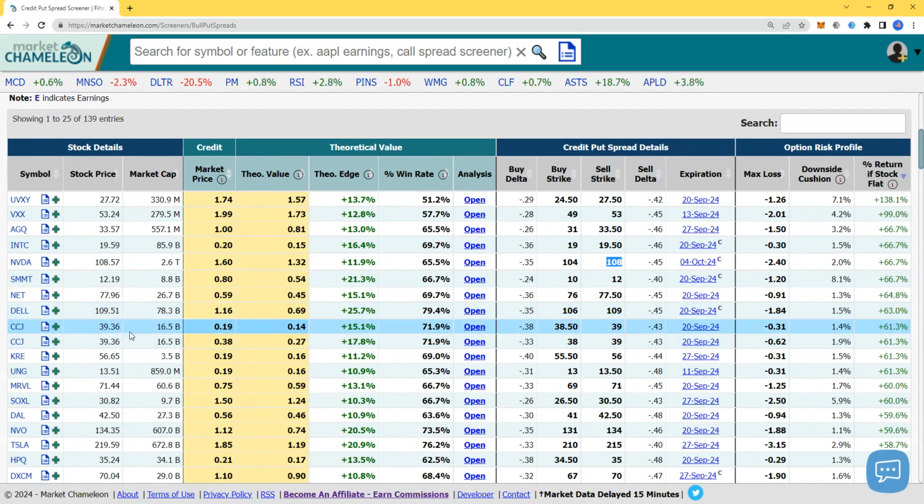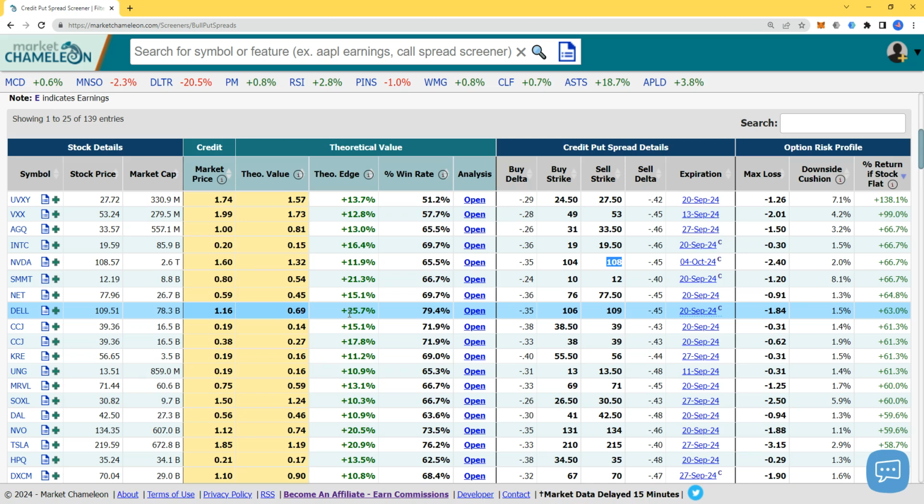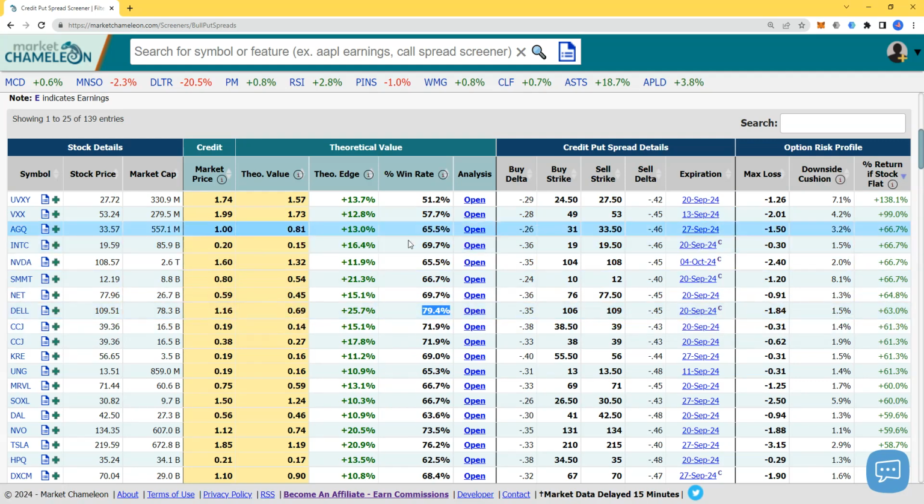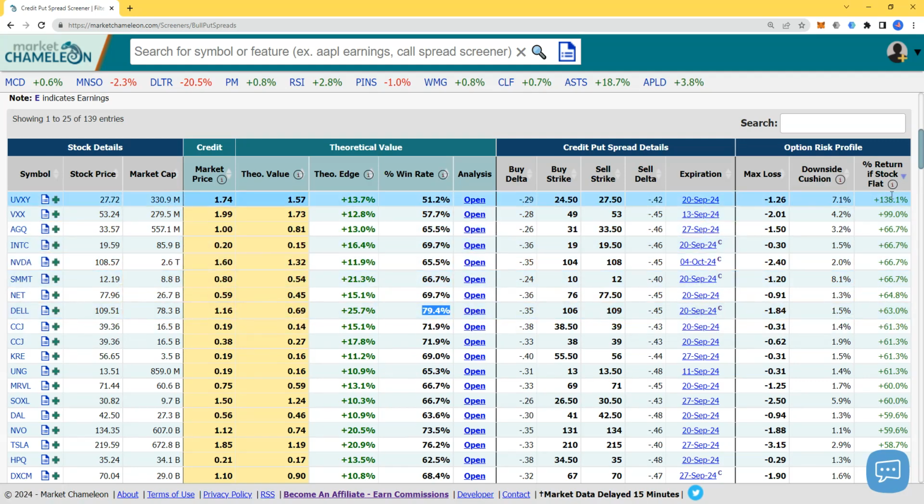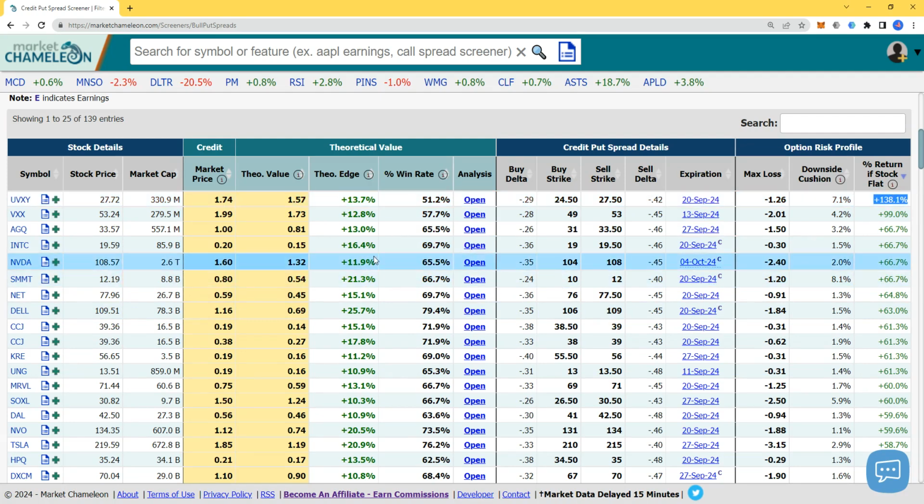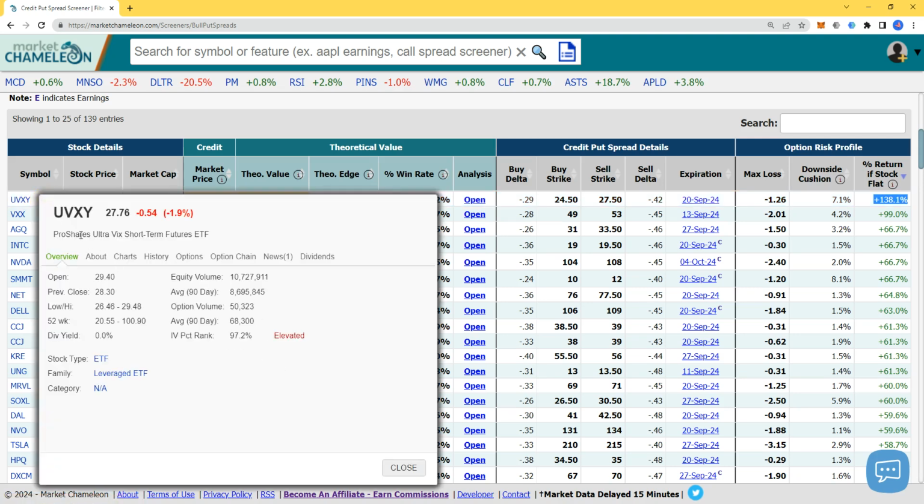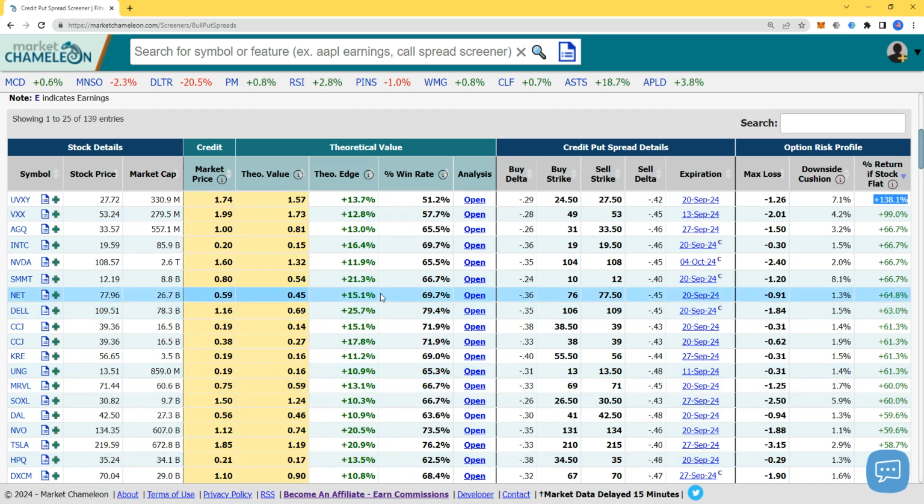And you can go, let's see if we're looking for something. This is interesting, Dell. So Dell, why is it interesting to me? Because I saw 25.7% edge and 79% win rate. So again, you don't have to go by this or this or this. And again, I'm not touching this one, 138% win rate, because I think this is like a VIX ETF or something, UVXI. What is this? ProShares Ultra VIX Short. I'm not touching that. I'm touching stuff that I know.